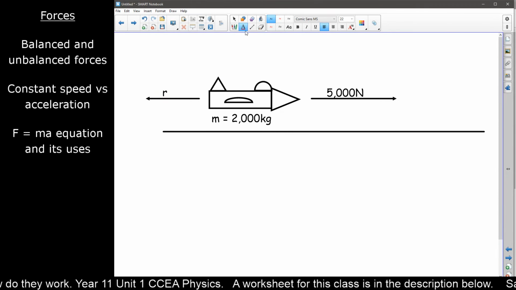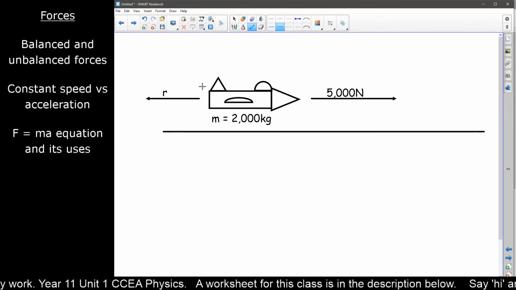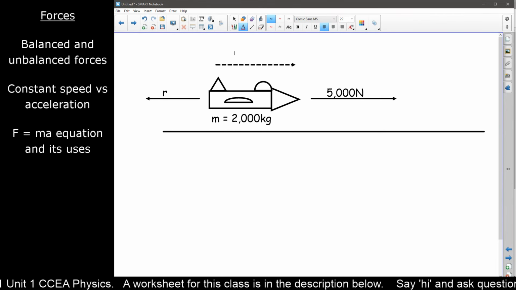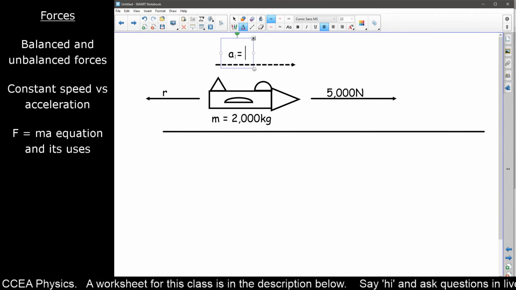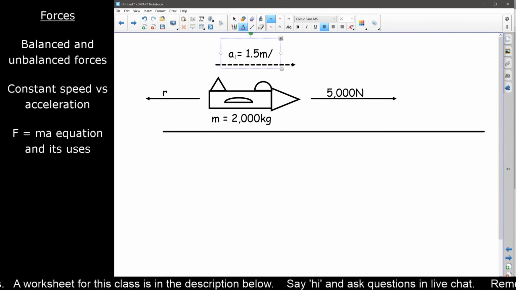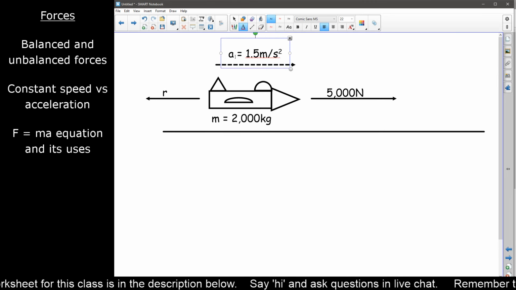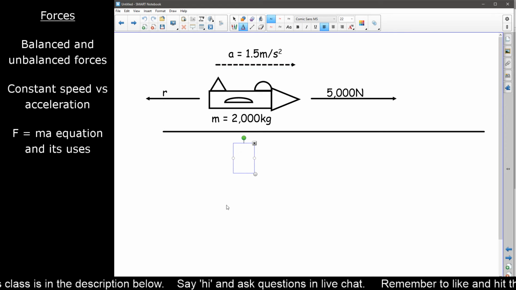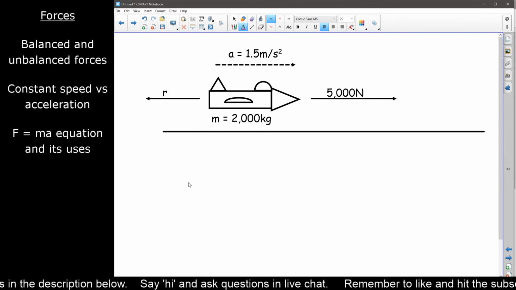Okay, and let's tell you that this thing is accelerating through the air, quite modestly. Let's put a equal to 1.5 meters per second squared. And you're going to be asked to find R. What is the backward force in this?